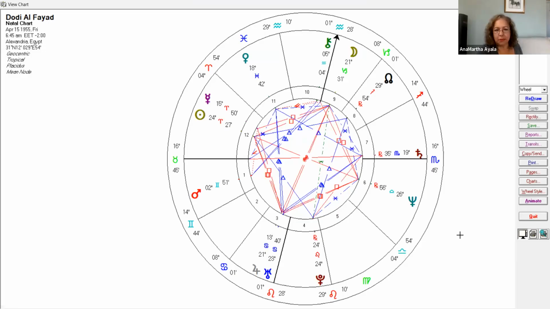So let me go here and share the screen so you guys can see his chart. So again, I'm not going to go into the discussion of his chart because he is not the focal point, right? But the eighth house starts in Sag, so he would die in a foreign country.